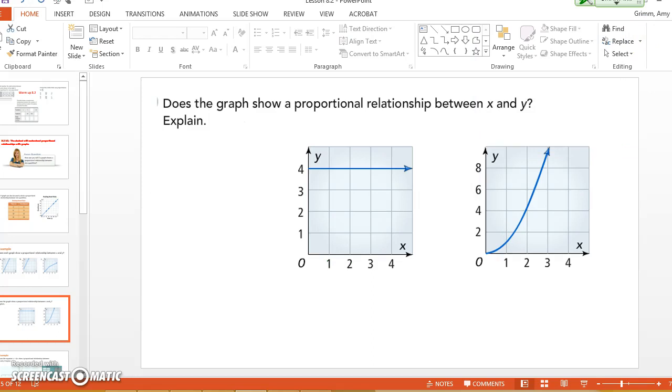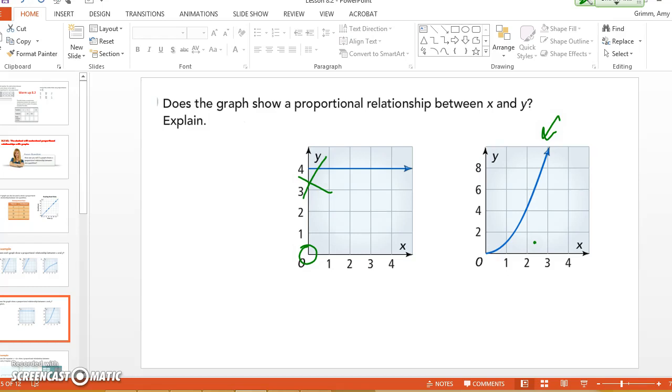The first one is not. Why? Because it doesn't go through 0, 0. And this one's not linear. Okay, now, what's cool about this graph right here is it's actually half of a parabola, which we're going to learn about next year, and that's all the things that are x squareds. So this we will learn about in Algebra 1.